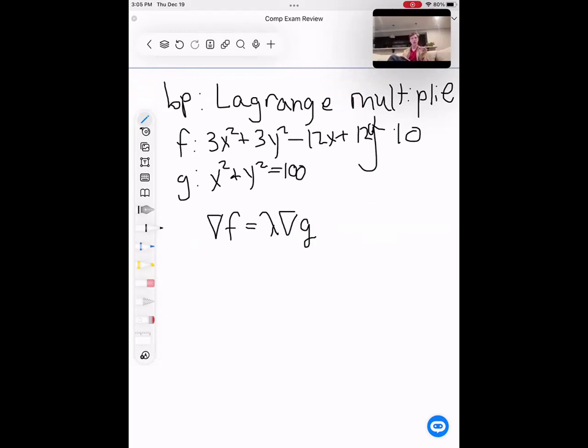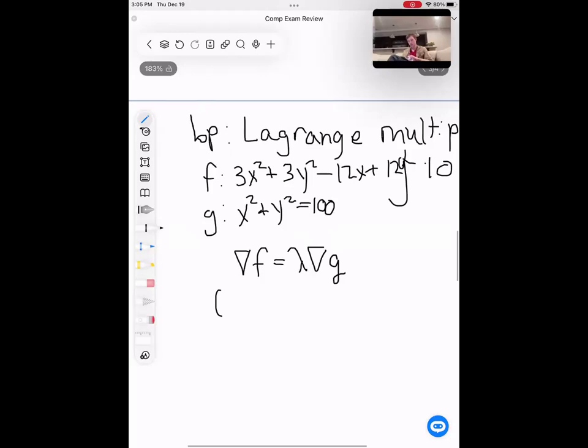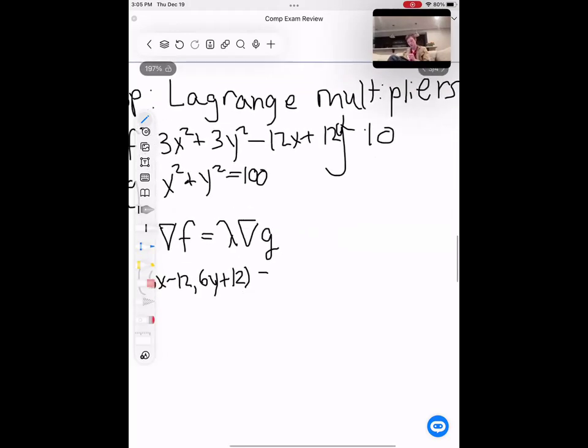Now, the gradient of f is going to be easy to find, right? Because we already have the partial derivatives. The partial derivatives are up here, 6x minus 12 and 6y plus 12, right? So 6x minus 12, comma, 6y plus 12, that is going to be the gradient of f. We just throw the partial derivatives into a vector, and that's going to be equal to lambda, which we don't know what lambda is going to be yet, times the gradient of g.